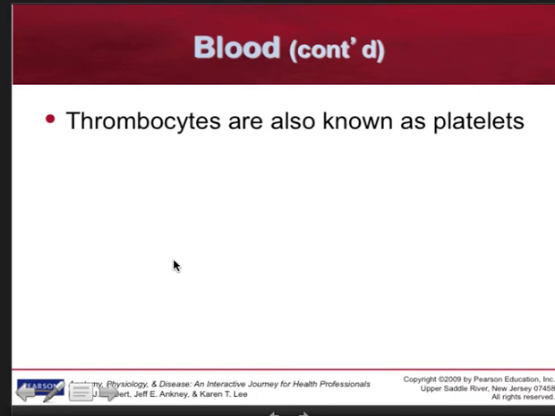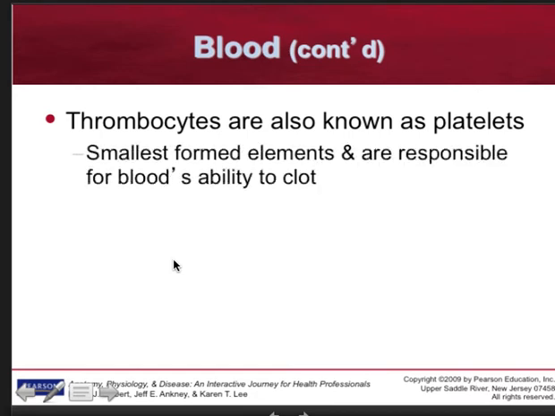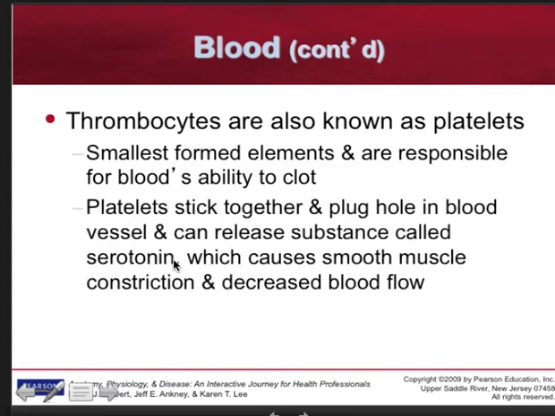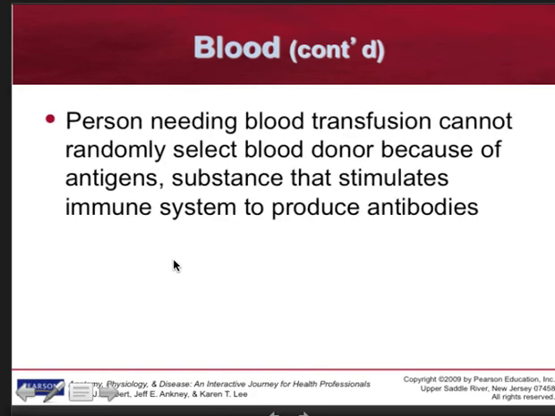Thrombocytes are also known as platelets. They are the smallest formed elements and are responsible for the body's ability to clot. The platelets basically stick together and plug the hole in the blood vessel, and they can release serotonin, which causes smooth muscle constriction. This is called vascular spasm, which temporarily decreases blood flow and reduces loss through hemorrhage.